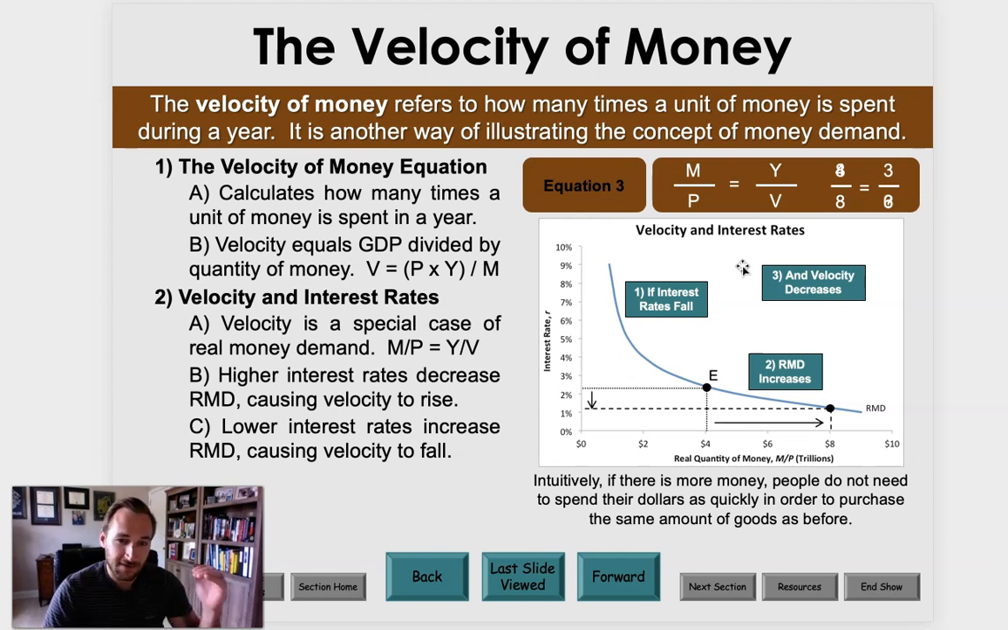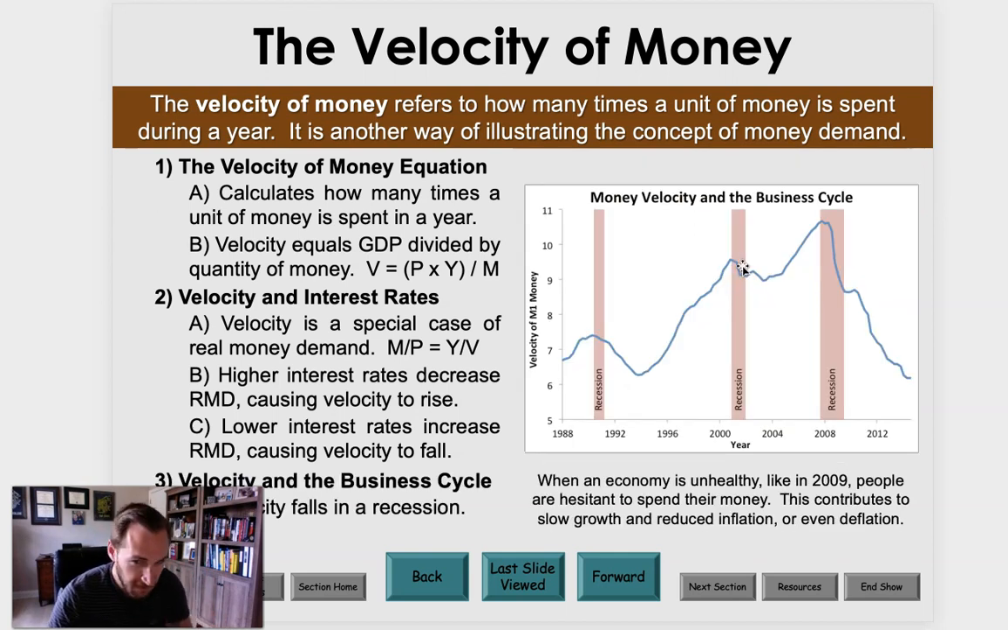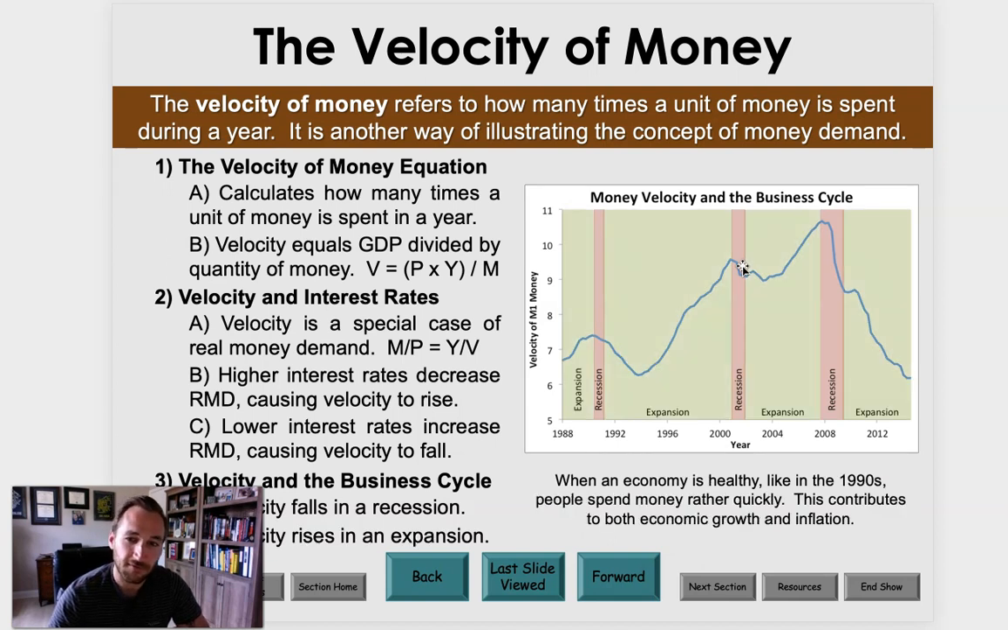So high interest rates usually cause high money velocity. Low interest rates usually cause low money velocity. And then, of course, velocity follows along the business cycles as well. In periods of expansion, or of course in periods of recession, we see that begin to change.